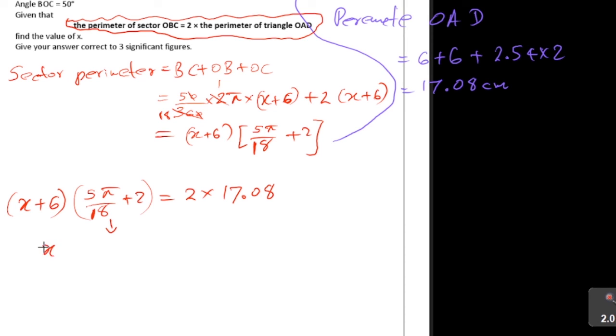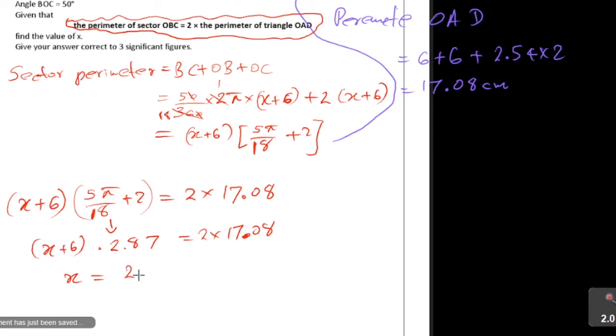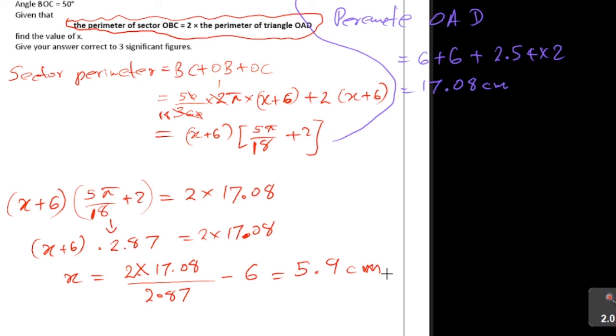So this is x plus 6 into 2.87 equals 2 times 17.08. If I make x the subject, x will be equal to 2 times 17.08 divided by 2.87, minus 6. We get 5.9. They're asking for three significant figures. Anyway, it's going to be 5.9 centimeters.